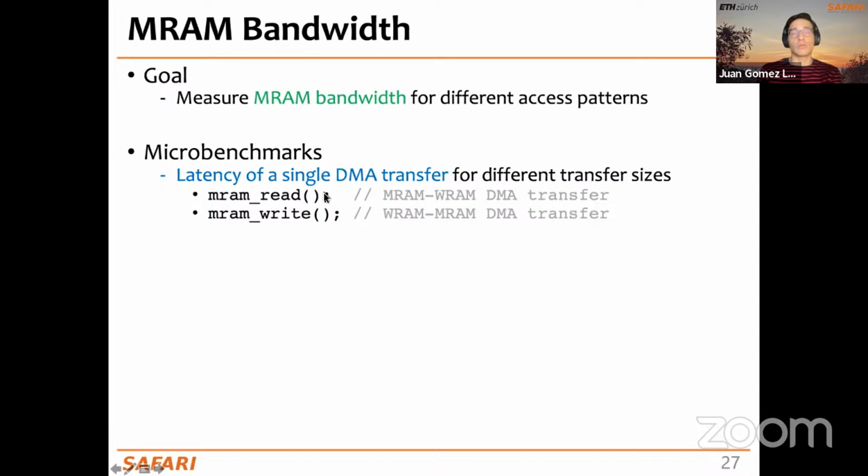The UPMEM SDK provides 2 instructions to move data between MRAM and WRAM to handle these DMA transfers. These instructions are MRAM read and MRAM write. With an MRAM read, we are reading from MRAM and writing into WRAM. An MRAM write is in the opposite direction.